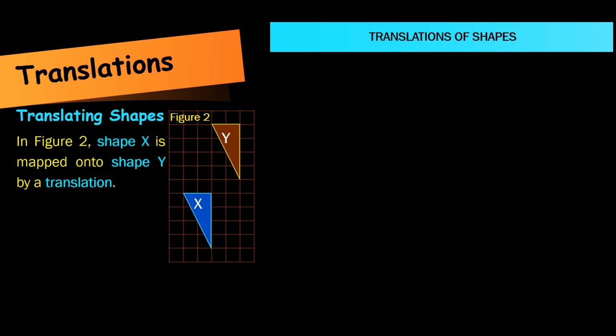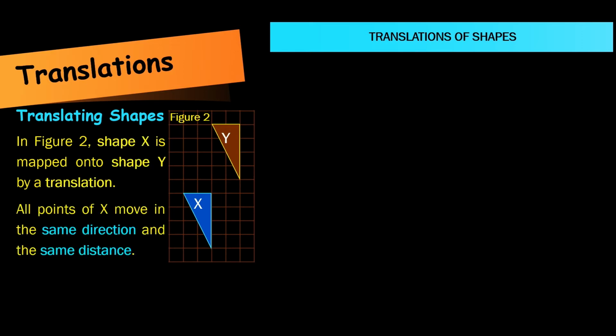Now let's take a look at translating shapes. In figure 2, shape X is mapped onto shape Y by a translation. All the points of X move in the same direction and the same distance. So the shape X moves in the x direction by 2 units, and then moves in the y direction by 5 units. This is a translation by 2, 5 as a vector.